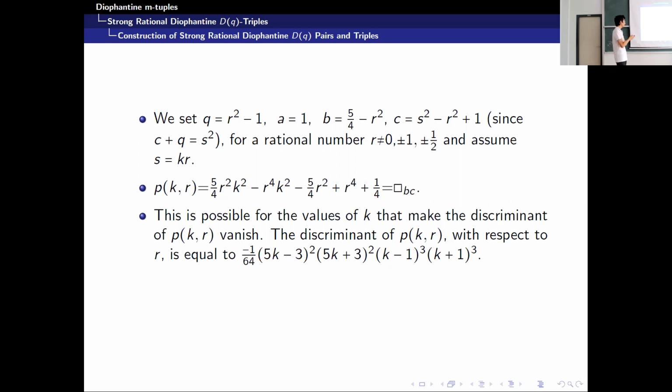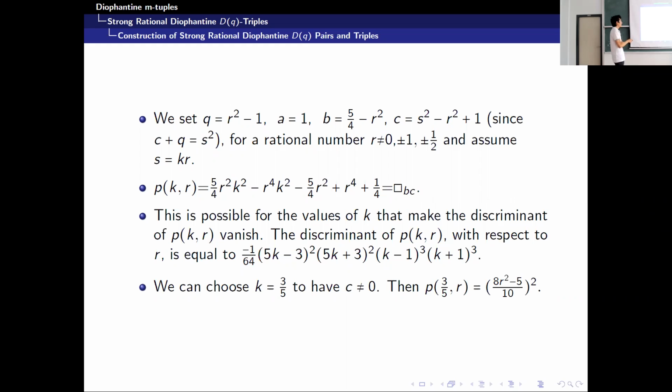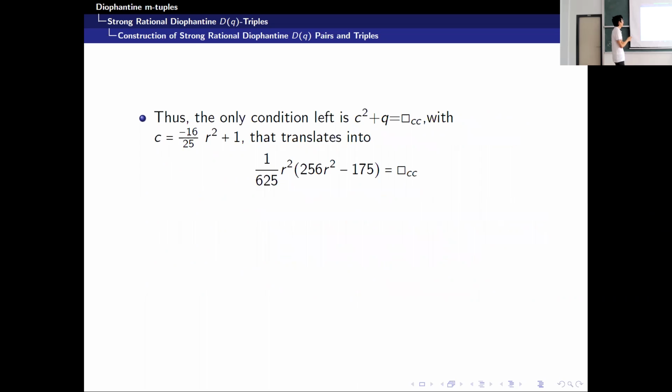But at the same time, this K value can't be used. Also with this K value, C is not equal to 0. And for that reason, I need to choose K equal to 3 over 5. And with this 3 over 5, my equation will be a perfect square. And there is only one equation left that I need to show.